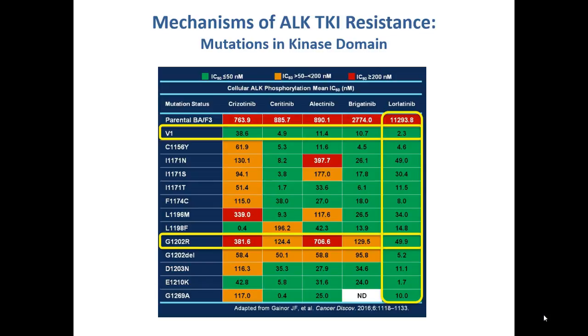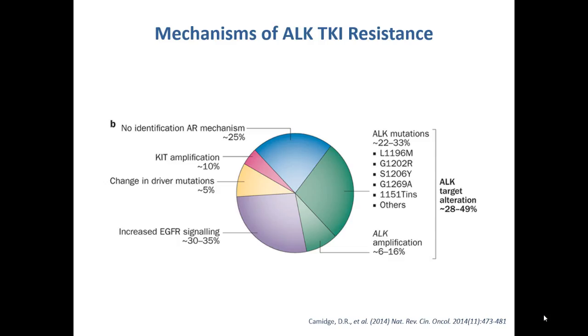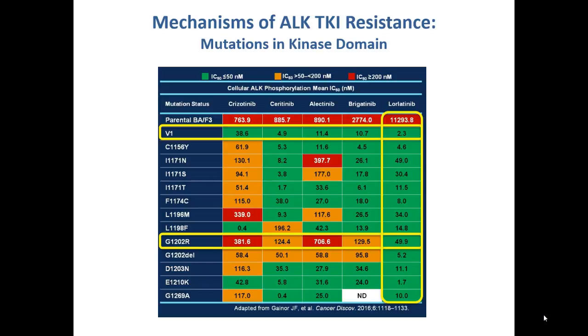Here's an interesting table, and you don't need all the details, but what I want to show you is that out of Crizotinib, Ceritinib, Alectinib, and Brigatinib, so these four FDA-approved medications, there's one mutation which forms under selective pressure, G1202R, which only responds to Lorlatinib.